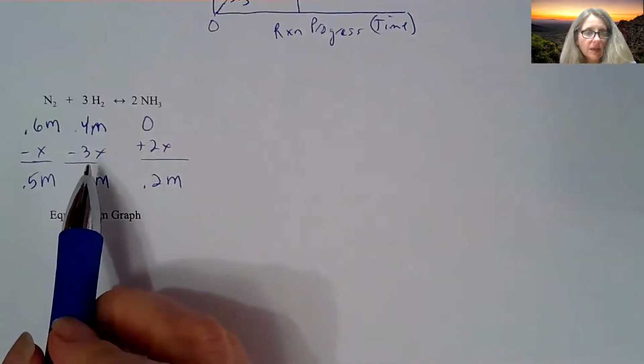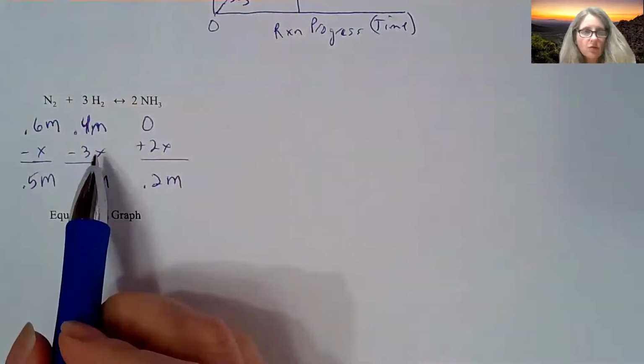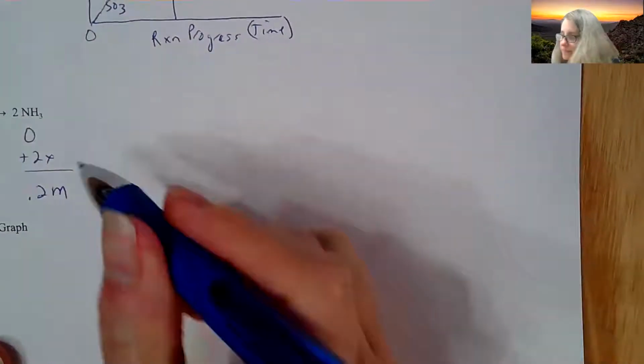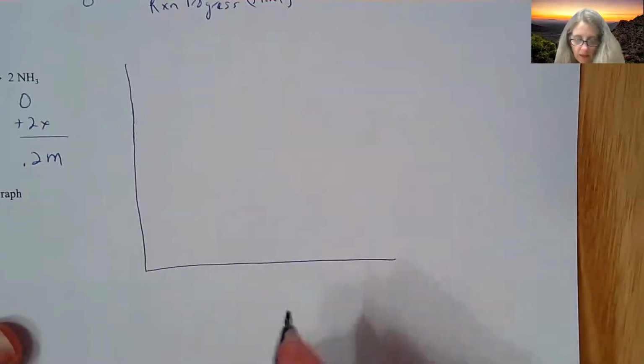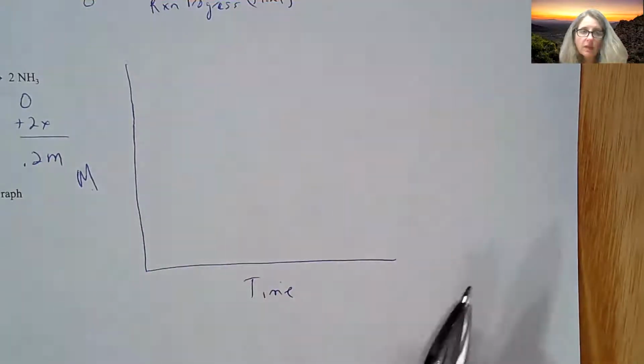So again, this is minus 3x. So again, you've got 3 times the amount of hydrogen as you do the nitrogen. So here are my numbers. Again, we will do the calculations here in a moment, okay? But what would the actual graph look like? Again, the graph must be in molarities.